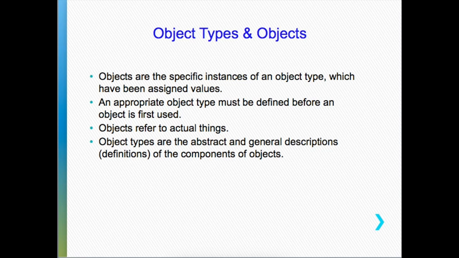Object types and objects. Objects are specific instances of an object type which have been assigned values. An appropriate object type must be defined before an object is first used. So before using any object, you have to define the object type, and this object refers to the actual thing in SAP. And object types are the abstract and general description of the components of objects.